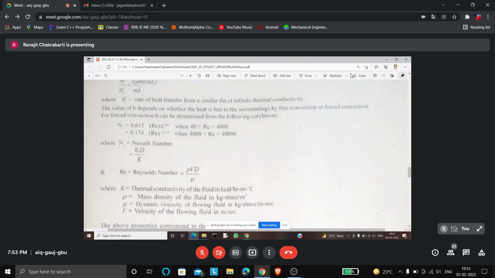That relation has been derived for different values of Reynolds number. Reynolds number can be from 40 to 4000, or from 4000 to 40,000; they have considered two ranges. The Reynolds number, as you know, is the ratio between inertia force and viscous force. It is rho V d by mu, where d is the diameter of the fin, V is the velocity of the fluid, rho is the mass density of the fluid surrounding the fin, and mu is the coefficient of dynamic viscosity of the flowing fluid.